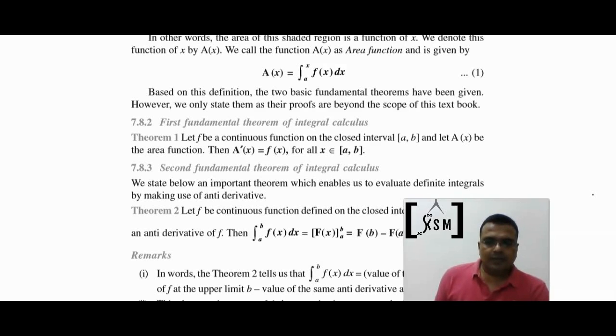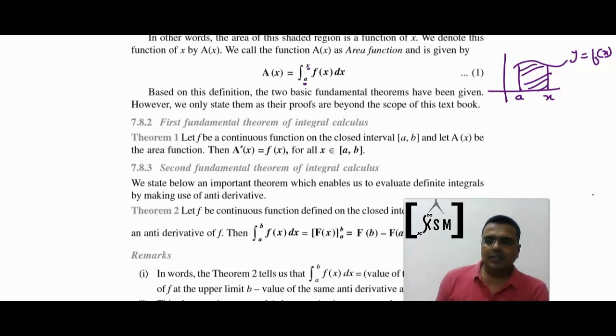Definite integration of a function f(x) from a to x, the area under the curve would be A(x). I mean, if there is a function f(x), let's say this is a function f(x), the area under the curve from x equal to a to any point, it could be x, any value.